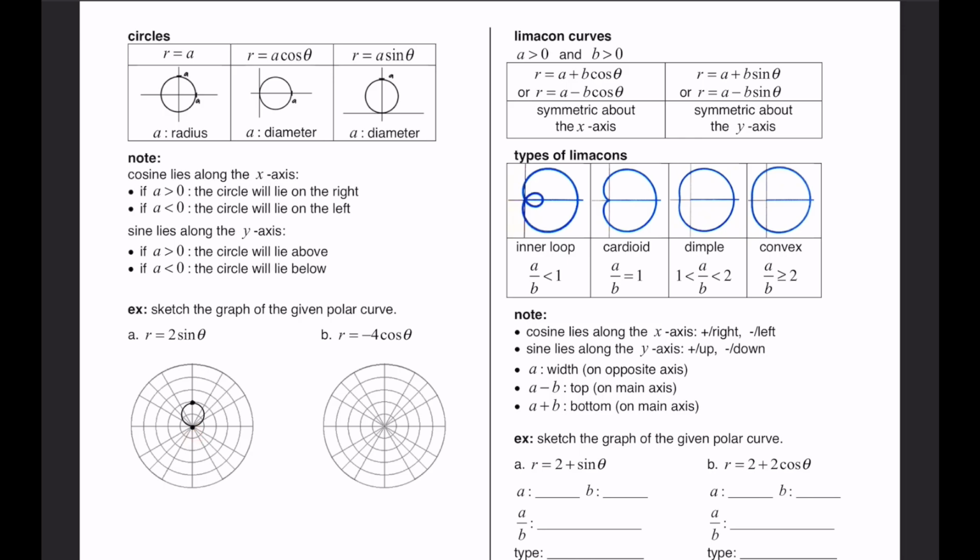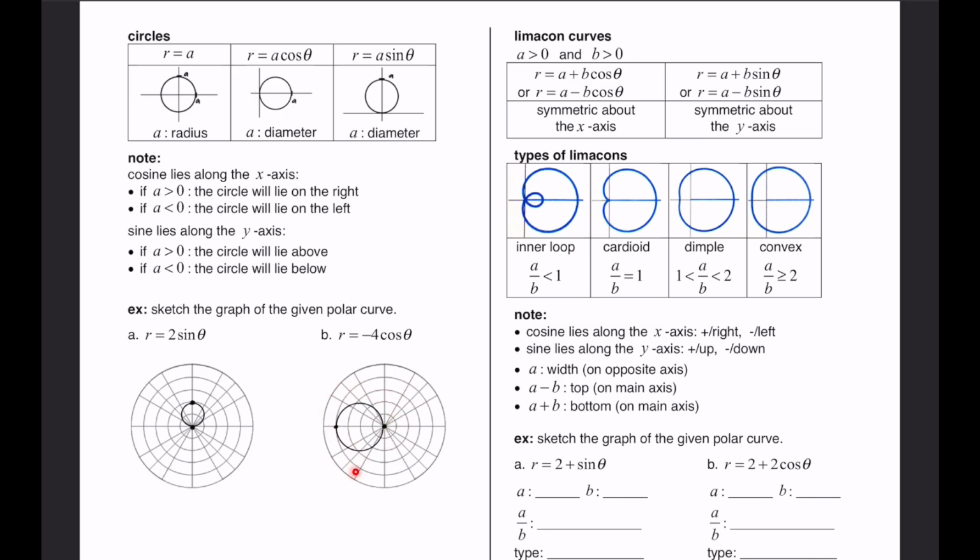and here's our circle. For part B, we have r equals negative 4 cosine theta. Because the equation has cosine, the graph will lie along the x-axis, and because a is negative, the graph will lie on the left. Again, just a reminder, the number 4 is going to indicate the diameter. So it's starting at 0, 0, it's going out 4, and then we'll draw a circle over here.